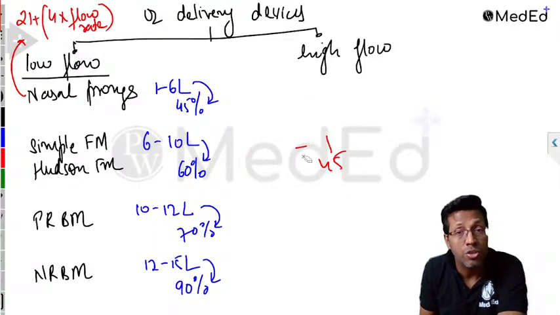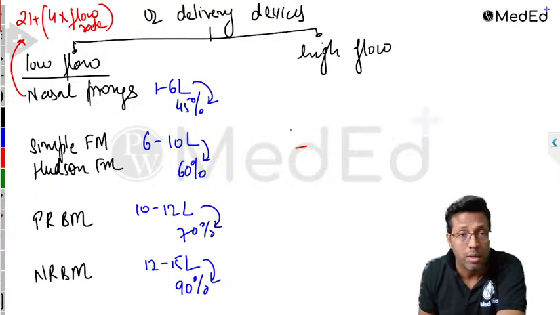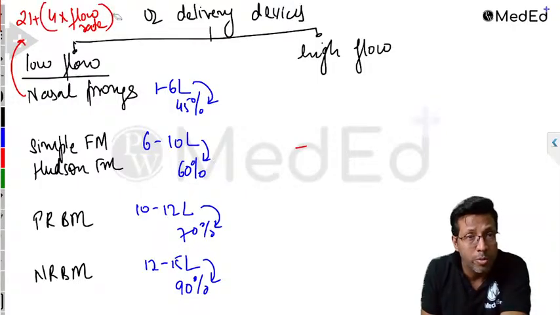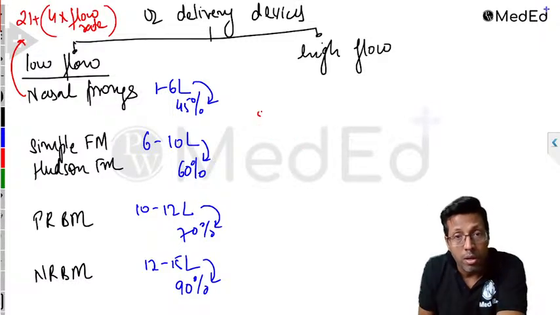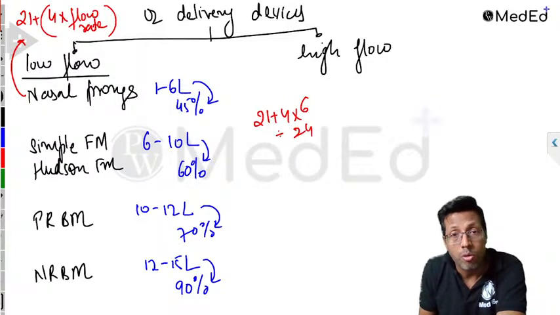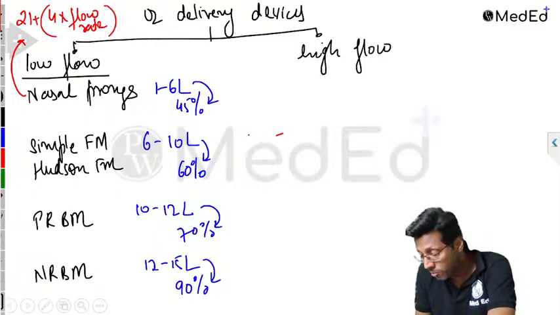Even this was one question in one INI-CET 3 years back. Okay, but I did not take the question because I'm discussing it directly over here. All right, so this question was asked in INI-CET. So remember the formula is 21 plus 4 multiplied by the flow rate. So if the flow rate is 6, 6 4s are 24 plus 21, the answer becomes 45. All right, so that is only for nasal prongs.